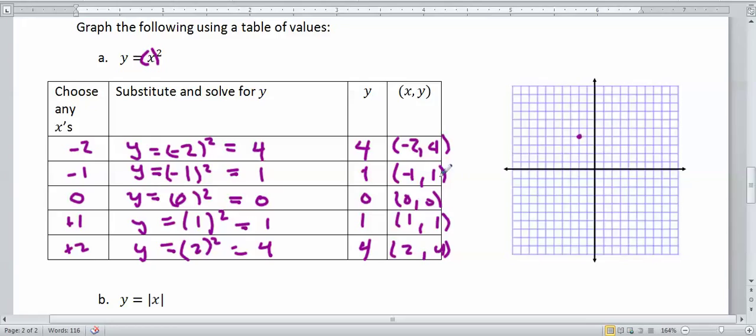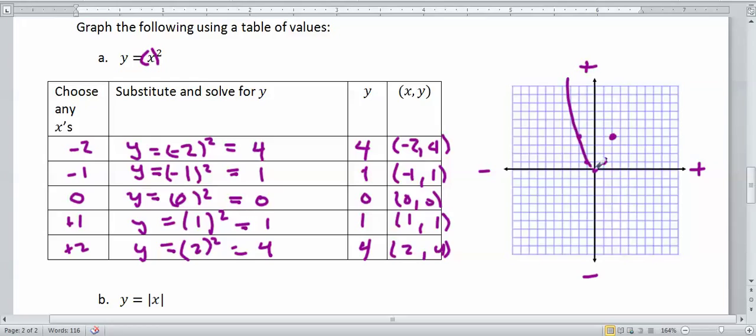Okay, and then this one, -1, 1, so back 1, up 1. 0, 0 is easiest, it's the origin. And then +1, so to the right 1, and up 1. +2, up 4. And remember, if you need to, you can put in the polars. So x in the positive direction, x in the negative direction, y in the positive direction, y in the negative direction. And what it looks like this is doing is creating a U.